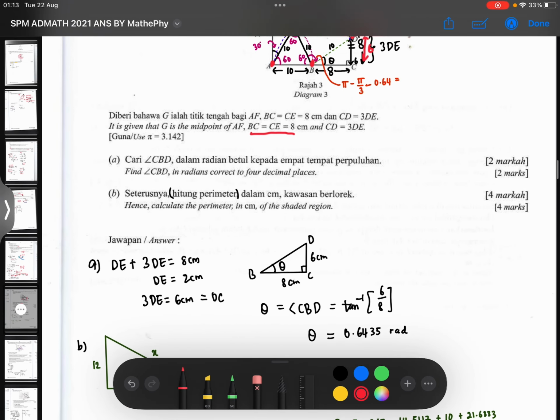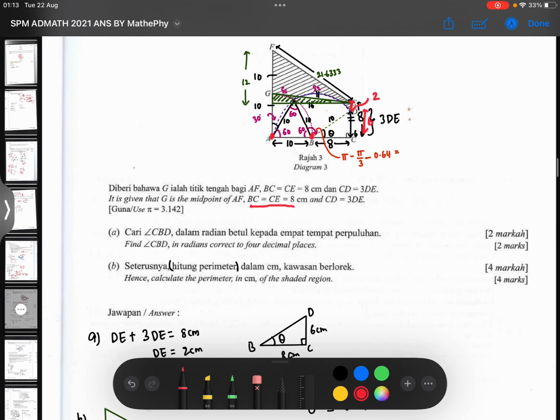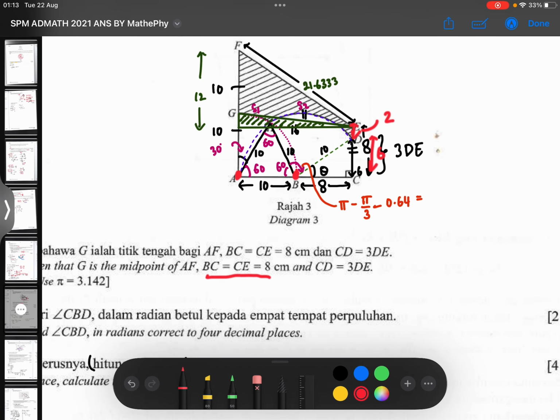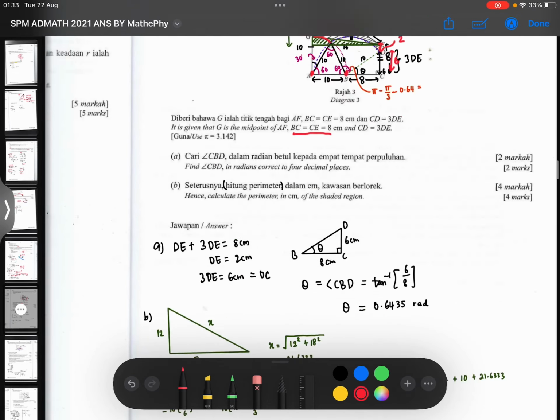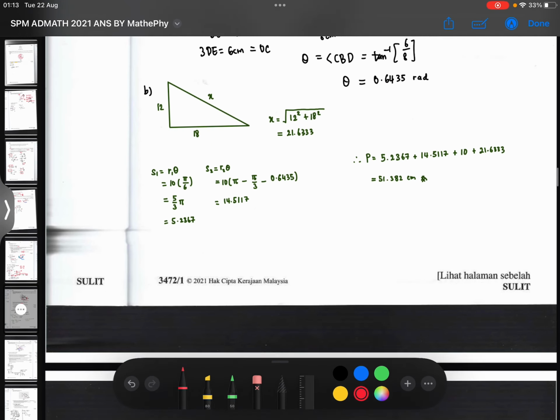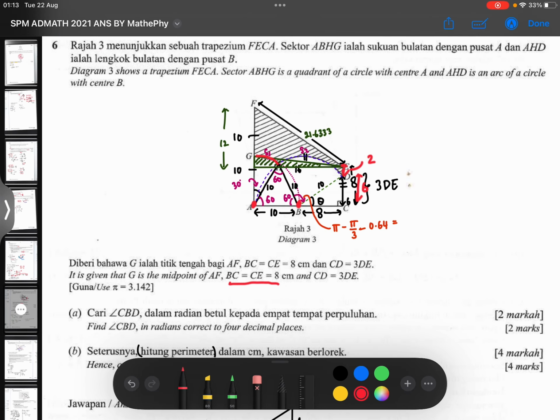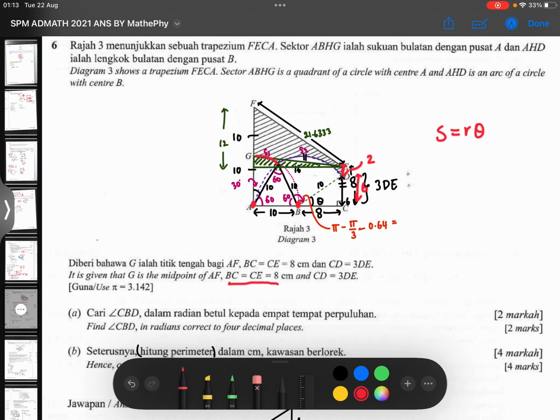Alright, so we need to find the perimeter. So for the perimeter, we need to find the arc length of this S1. Okay, how do I find S1? S1 is R1 theta. So that's the formula. I hope you still remember S equals R theta.